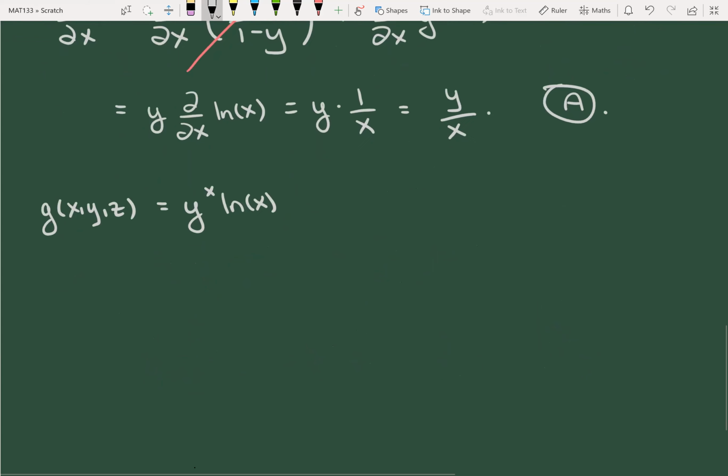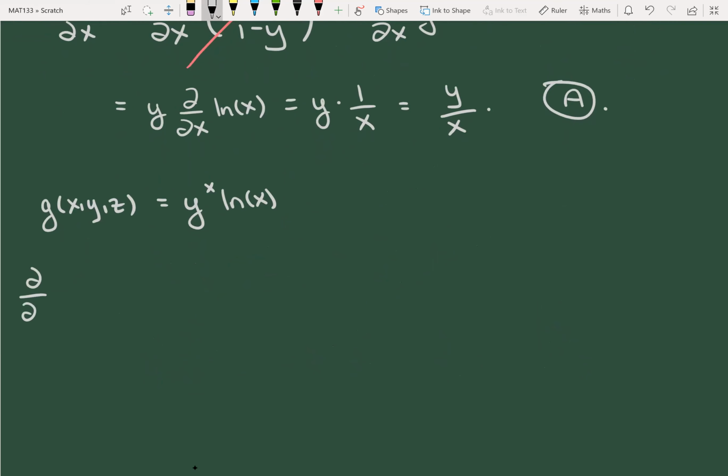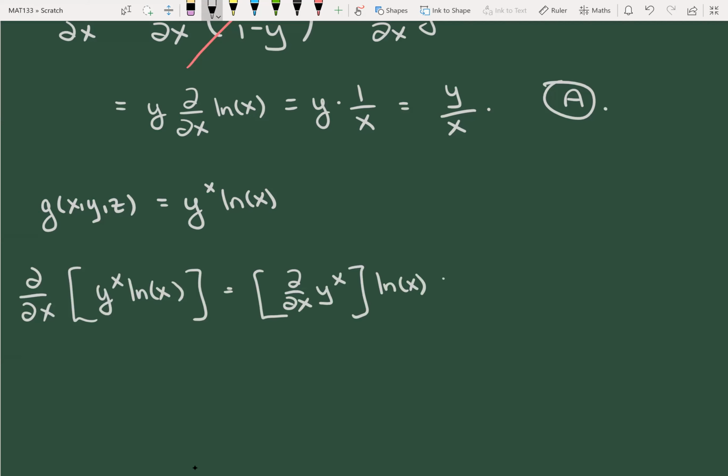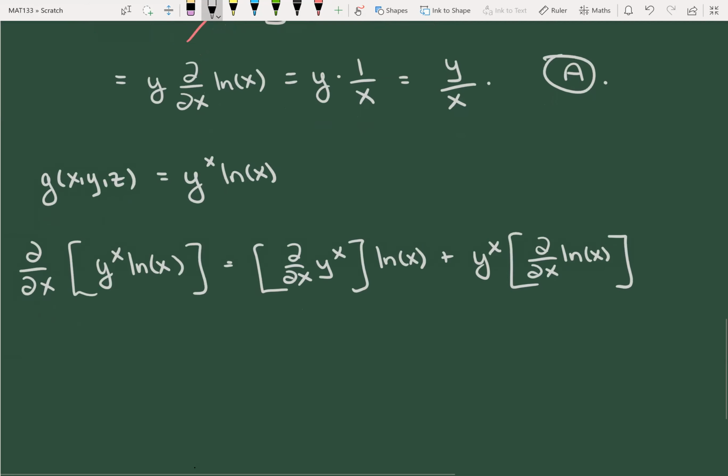Okay, great question. Let's do the derivative with respect to x of this function, y to the x ln x. I've got two functions of x here, so I'm going to have to use the product rule, right? So I do the derivative of the y to the x term times ln x, plus the derivative of the first times the second plus the derivative of the second times the first.